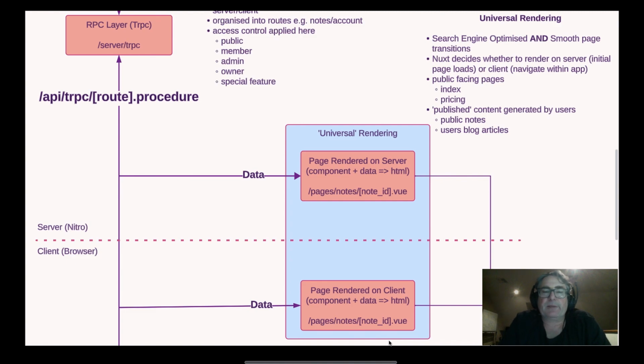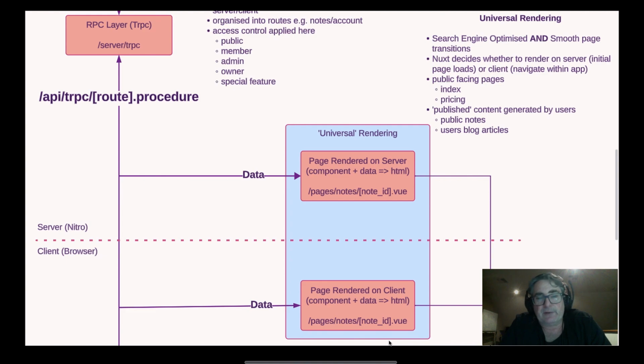So let's talk about the sort of page rendering. I'm obviously using Nuxt for this architecture. Nuxt gives you a thing called universal rendering, which is pretty cool. It means that your pages can either be rendered on the server, usually for an initial page load, or they can be rendered on the client. Usually, if you browse to a page from within the app, it'll render that page on the client.